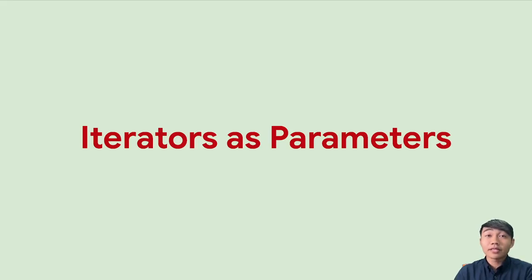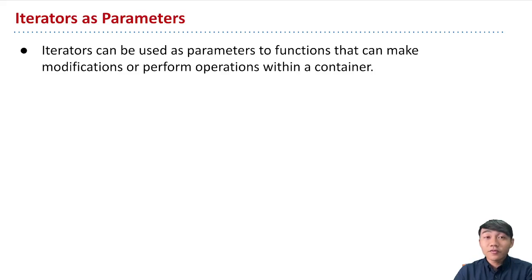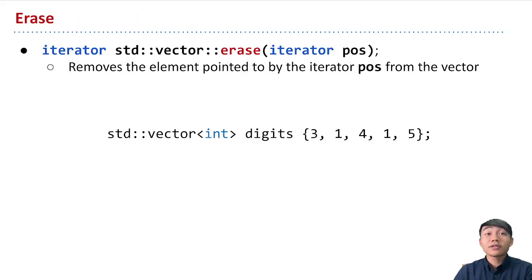Now we'll see some other ways that we can use iterators. There are a few useful functions that accept iterators as parameters, so let's just go over some of the most common ones. The first is erase.